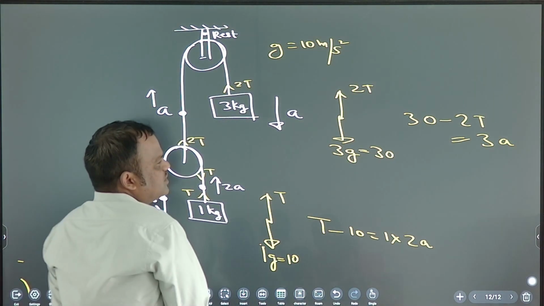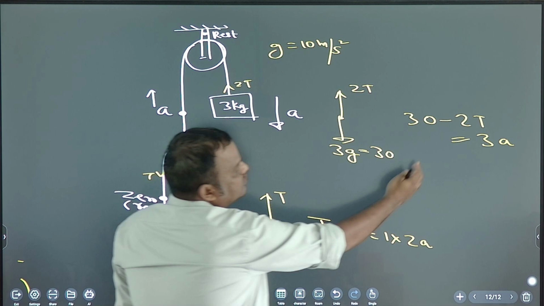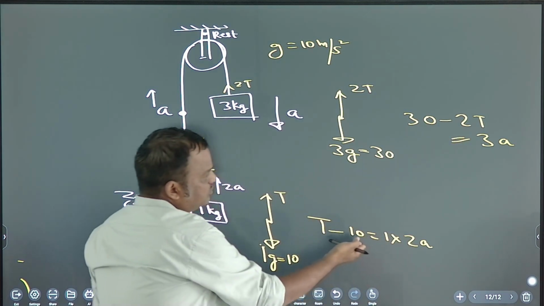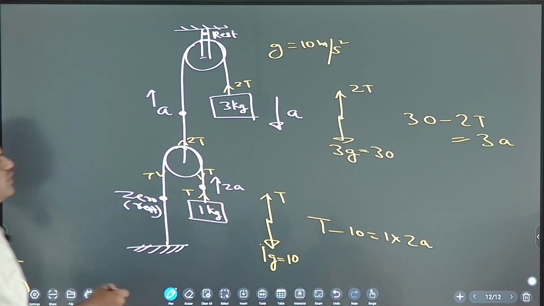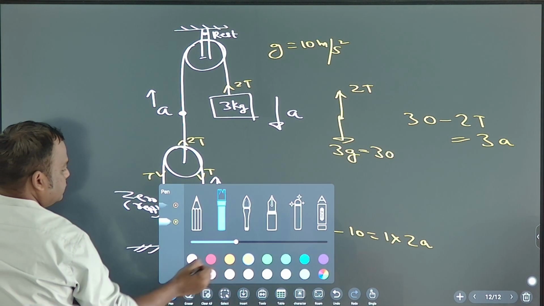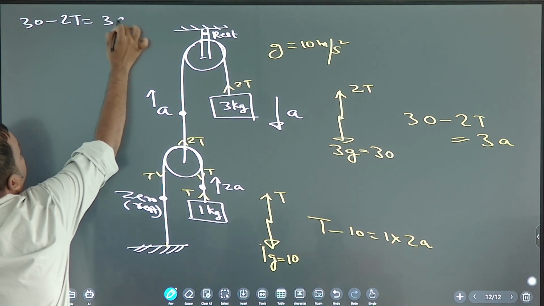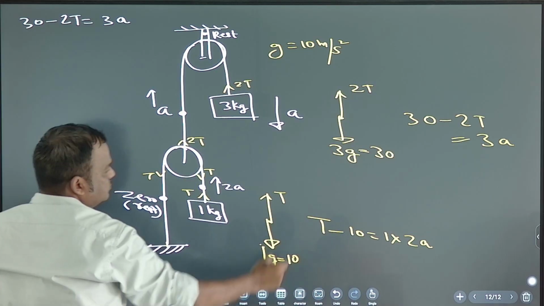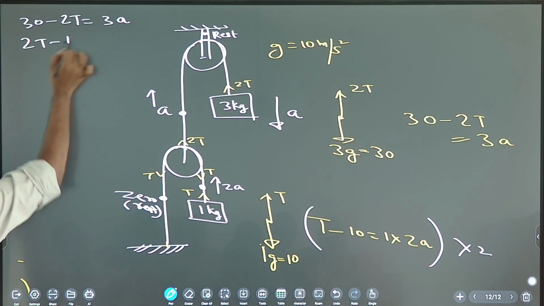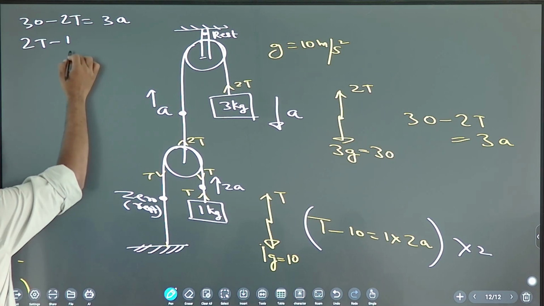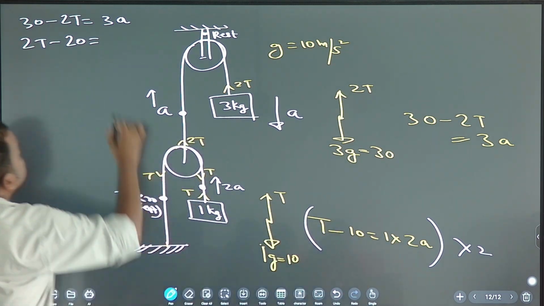Are you getting? Is it difficult? Observe the steps. Now solve these two equations. You can divide this by 2 or multiply this by 2. Tell me what you want to do. I want to cancel T. Okay, multiply this by 2. So 30 minus 2T is equal to 3A. Now multiply this by 2. 2T minus 20 is equal to, multiplying this by 2, 4A.